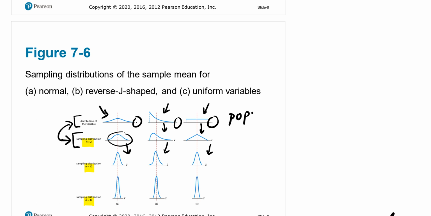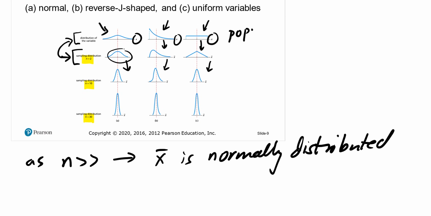As long as you know the sample size is large enough, you can state that the sample mean will be normally distributed, even if the population is not normally distributed, or the variable x of the population is not normally distributed. Still x bar is considered normally distributed by the central limit theorem. So as n increases more and more, that's what it's saying. As n is sufficiently large, x bar is normally distributed.